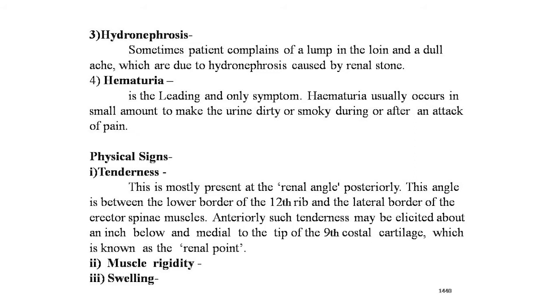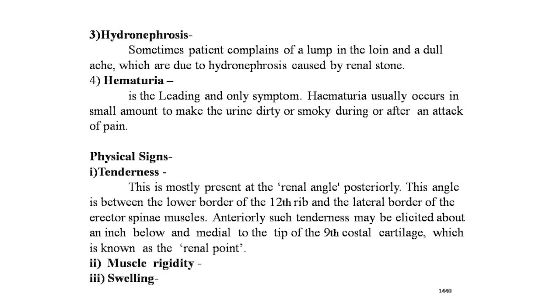Occasionally, hematuria is the leading and only symptom. Hematuria usually occurs in small amounts, making the urine dirty or smoky, during or after the attack of pain. Now, the physical signs. In the majority of cases, characteristic physical signs are not present. The signs which may be present and should be looked for, that is the tenderness. This is mostly present at the renal angle posteriorly.